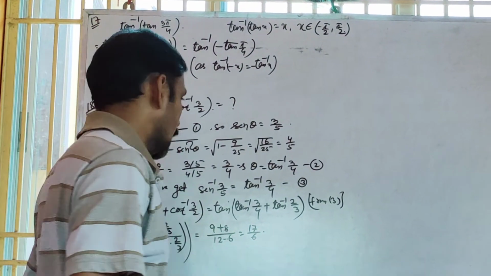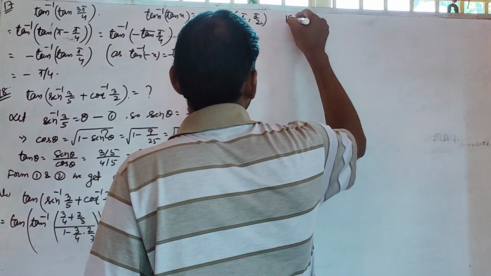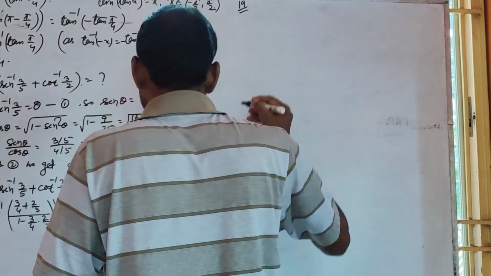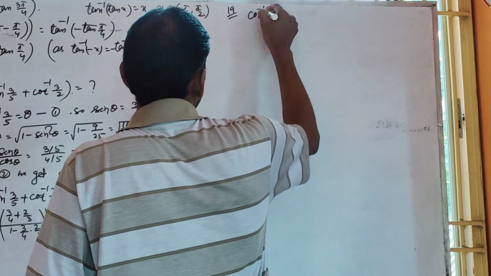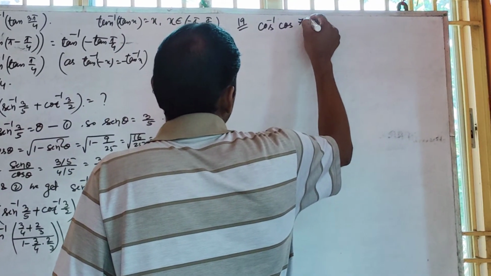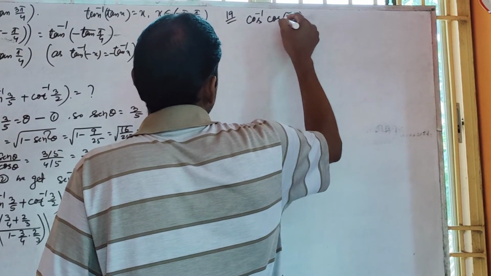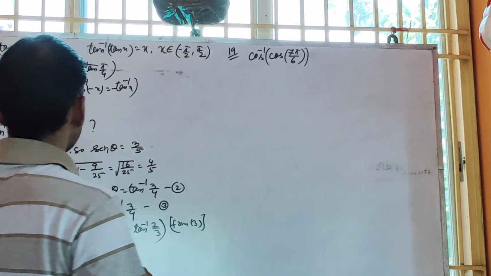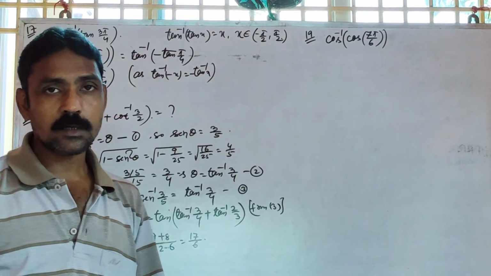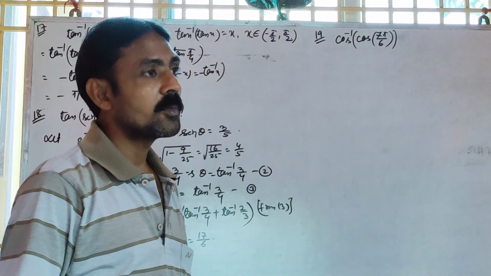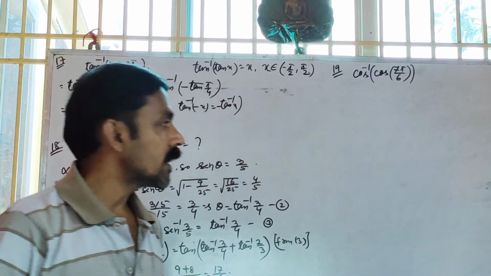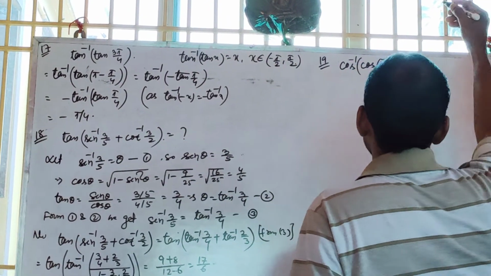Question number 19. Question 19, also find the value. It is cos inverse cos 7 pi by 6. It is also like question number 17. It is which form? Cos inverse of cos x. So the x should belong to which value? Closed interval 0 to pi. Right? Yeah.